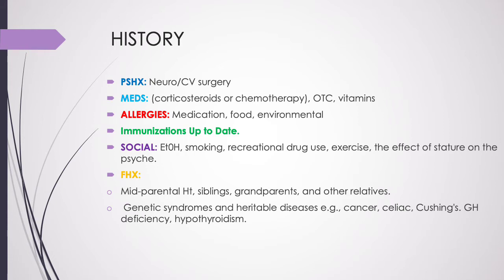Also, family history: we have to ask about any sibling, grandparents, or any relatives who had the same concern or condition. Also, genetic syndromes, also cancer, Cushing, growth hormone deficiency, and hypothyroidism.